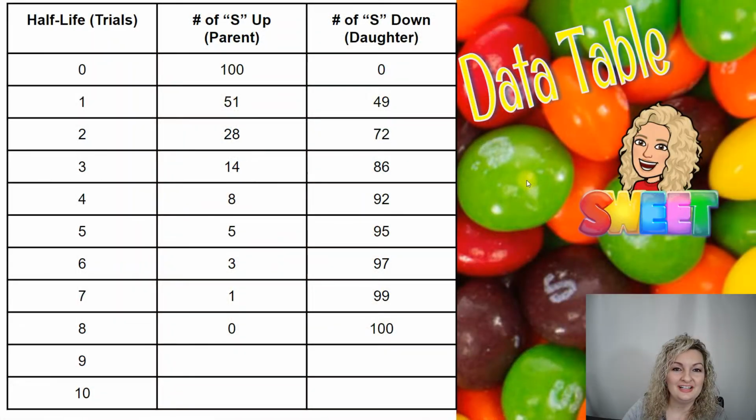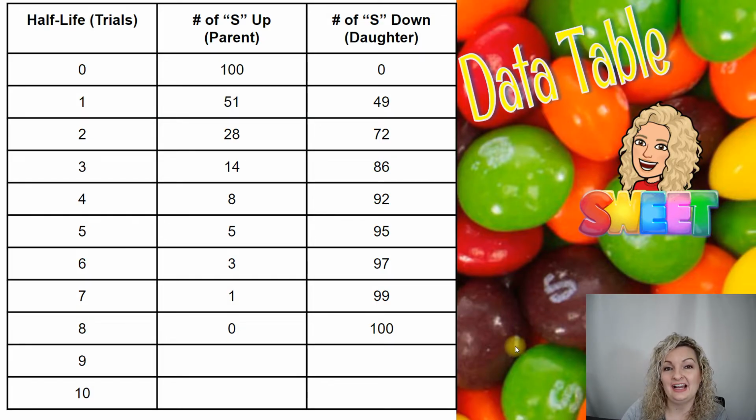Okay, so here is our data table that is all finished and filled out. Notice we never got to 9 or 10 half-lives. We didn't need it because our radioactive isotope was decayed by then. In fact, it was completely decayed after 8 half-lives. So there's no need to go further. There's nothing left to decay.